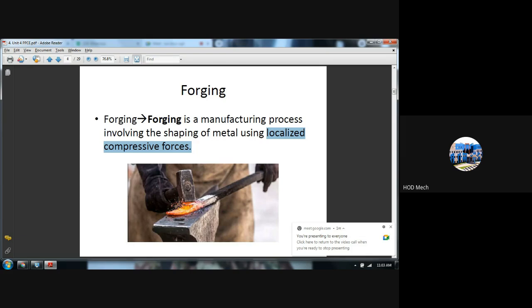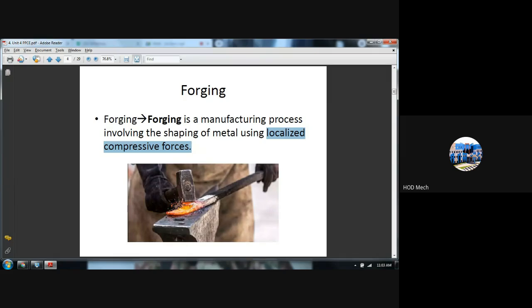In your slide you are seeing below this material there is an anvil. So this anvil is a rigid body. It is a hard material. And this hammer is used for applying a huge pressure or force. The person holding this hammer hits it with a force, and the force does not transfer further, because the bottom anvil is a stationary rigid body.